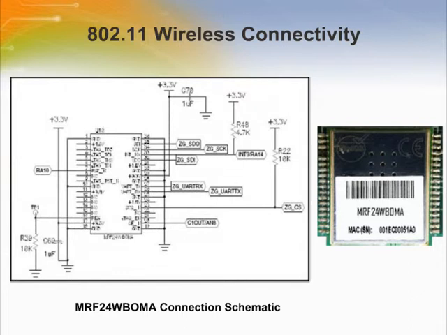The Multimedia expansion board has 802.11 wireless connectivity, which is provided by Microchip's MRF24WB0MA module. The PIC32 microcontroller uses an SPI bus interface to communicate to the MRF24WB0MA. The CPLD needs to be properly configured for the PIC32 microcontroller to access the MRF24WB0MA.